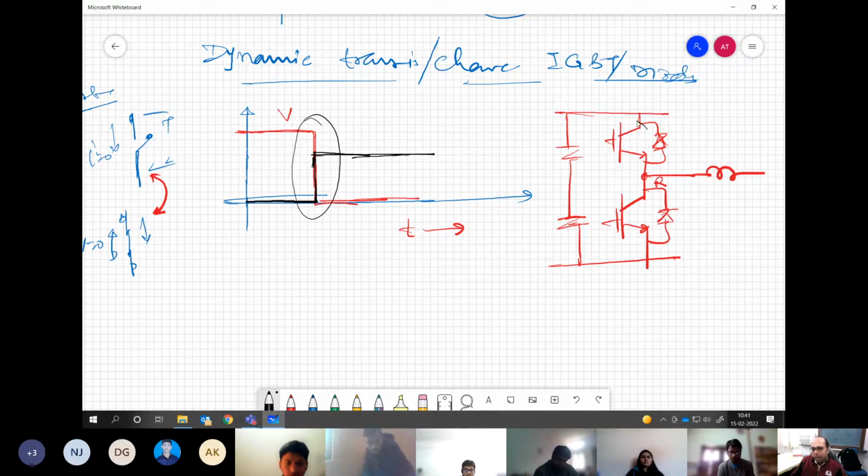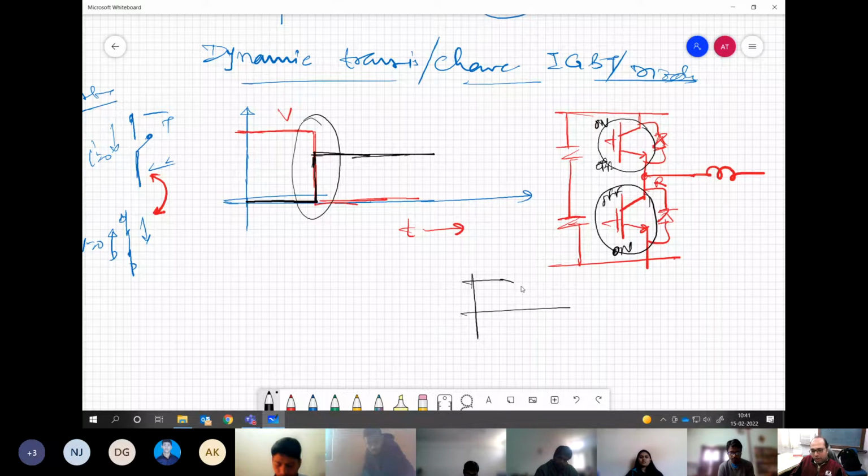So what may happen is that if this device is operating, let's say this is on, and you try to turn it off, and this device which was off, you are trying to make it on, there may be some delay, which means what is expected is that while one device is turning off, the other may also get turned on.